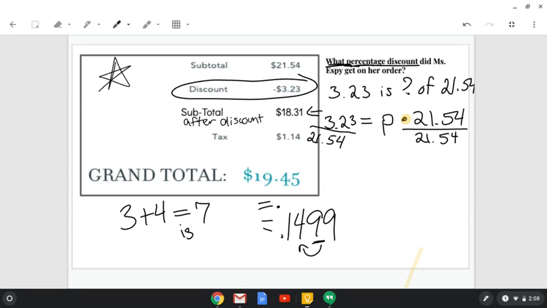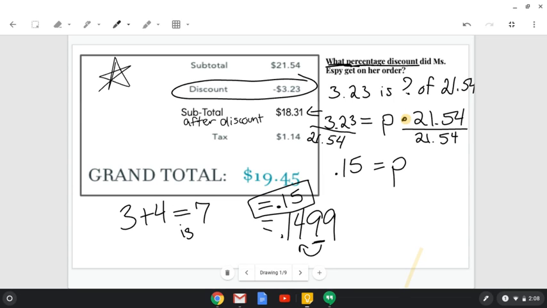So we can say that this is my final answer. We're approximating, but that's okay in real life. Sometimes there's a little bit of flexibility there. So what just happened was I divided both sides by 21.54, and I got 0.15 equals P.